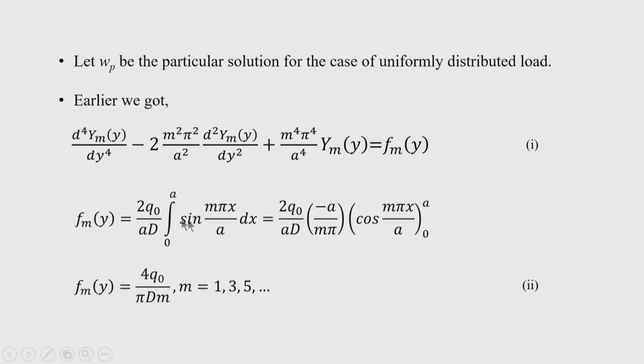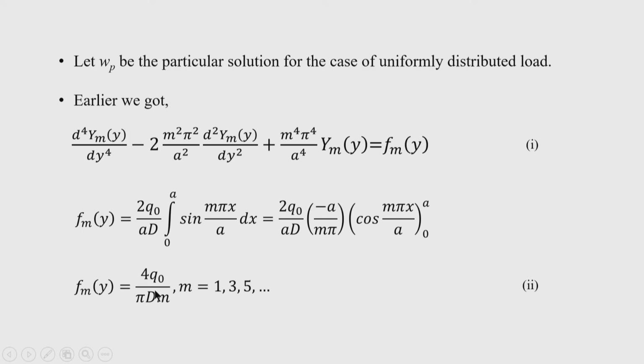And you can see that the integral is valid only for odd numbers of m. For even numbers of m, this function will disappear. When m is equal to 2 or 4, 6 etcetera, then this function will be 0. The integration after putting the limit will give you 0 result. So, the result is minus 2 when m is an odd number, that is 1, 3, 5 etcetera. Okay. So, we get this f m y as this function, and this is obviously a constant.